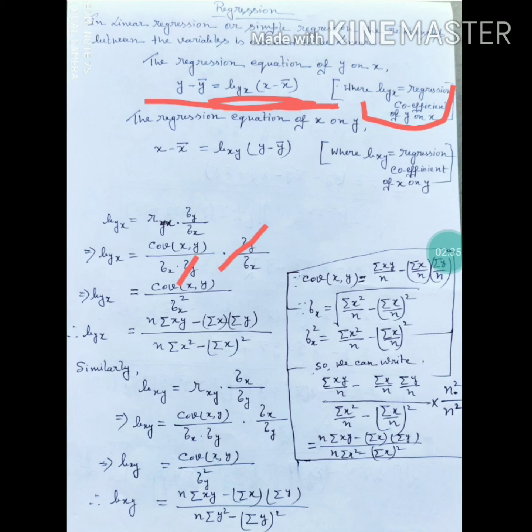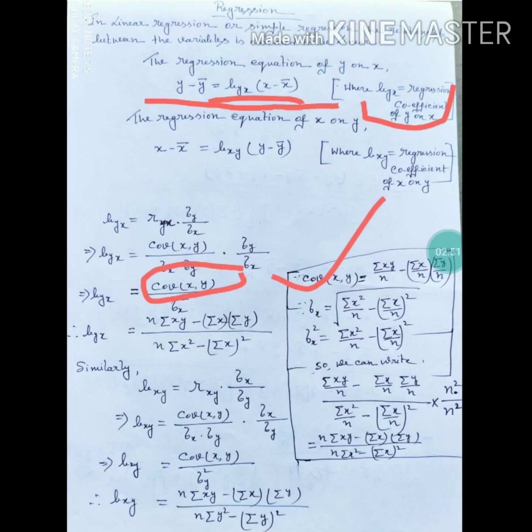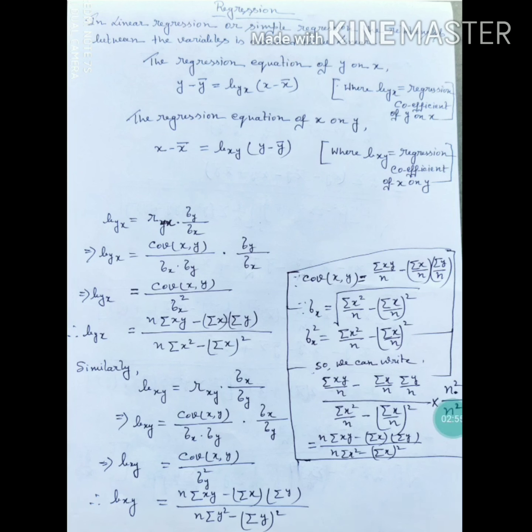In the next line, in the denominator portion, we will get covariance of xy divided by sigma x square. In the denominator portion, it will be sigma x square. Okay, clear? Now what is covariance of xy? In the box I have written the formula of covariance of xy, that is summation xy divided by n minus summation x by n into summation y by n. That is the formula of covariance of xy.